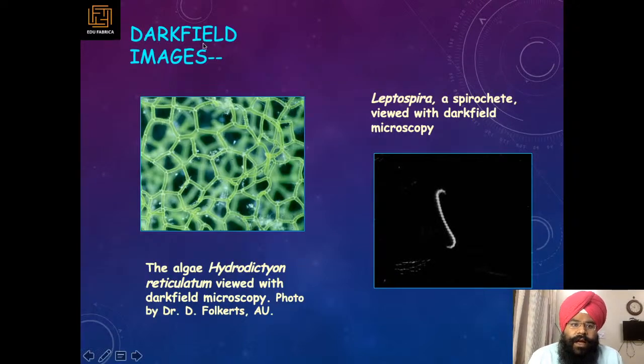So here are the dark field images. We can see the alga Hydrodictyon reticulatum viewed with a dark field microscope. On the right hand side is a Leptospira spirochete viewed with a dark field microscope. So we can see things in a very nice way with the help of this microscope.